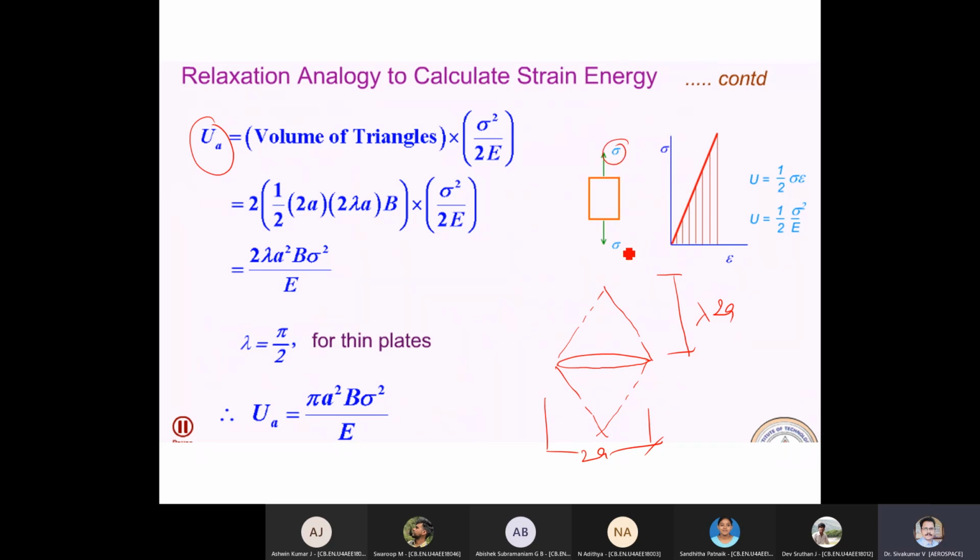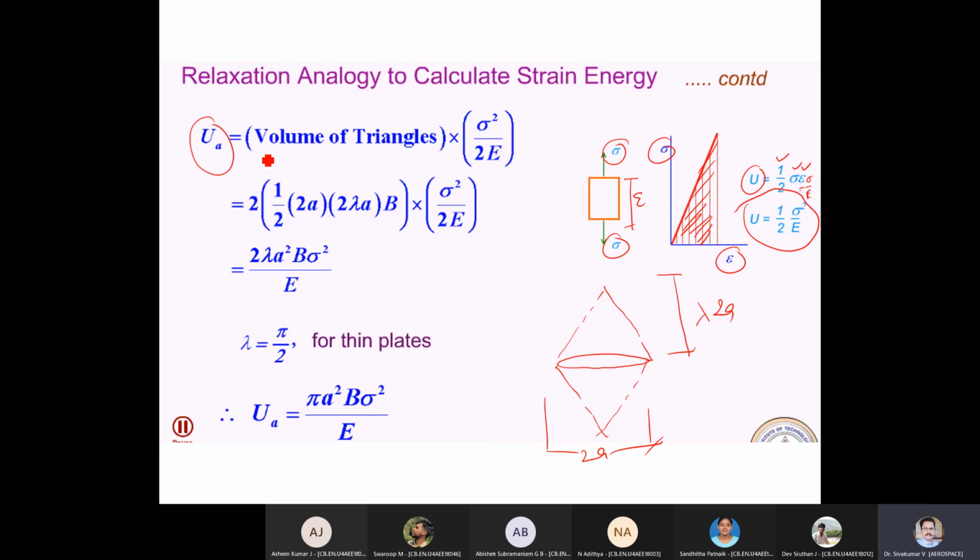So this is the material I'm stretching with sigma. I know how much strain would have happened in this particular thing. If I plot my stress and strain, I will get my strain energy. U is half into stress into strain, and the strain I can write as sigma by E, so sigma square by E. Either way you can write. This is the strain energy. So what is this UA? UA means the energy consumed by making the particular crack.